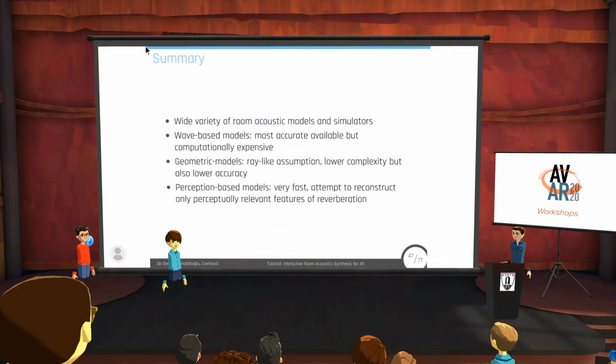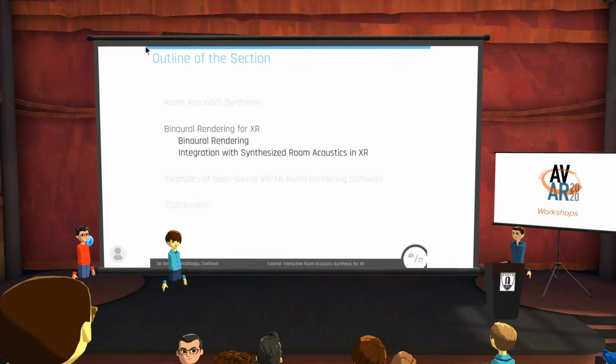Okay, so just to summarize this room acoustic model part, we have a very wide variety of room acoustic models. Wave-based models are the most accurate ones available, but they're computationally expensive. Geometric models make a ray-like assumption for sound propagation. They have lower complexity, but also lower accuracy. And perception-based models are very fast and attempt to reconstruct only perceptually relevant features of reverberation. And so with that, I'll hand over to Hseyin.